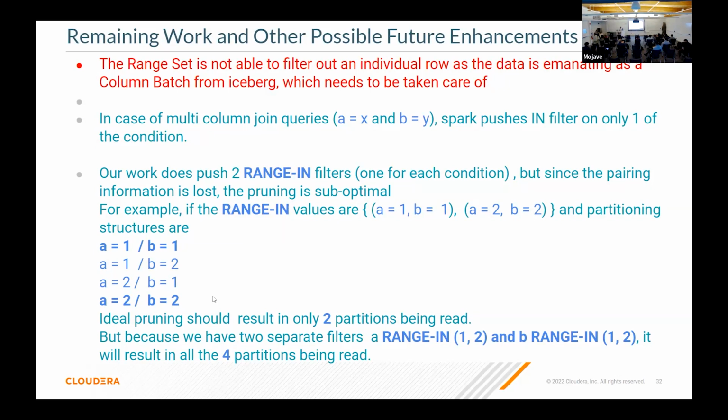if you look at this structure, the range in values for A are 1 and 2, and for B also 1 and 2. As a result, these 4 paths will be selected. Ideally, it should have pruned these two, A equal to 1, B equal to 2, and A equal to 2, B equal to 1. They should not have been selected. But right now it will select all the 4. So some work can be done to do more effective pruning.